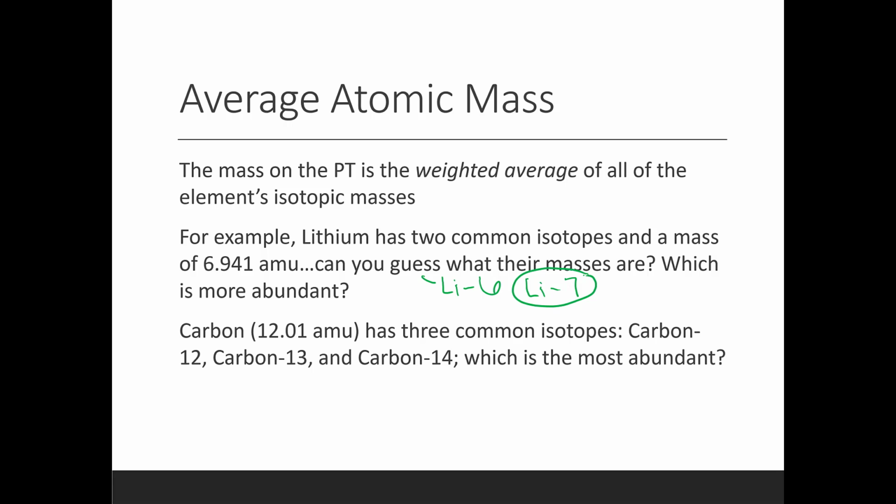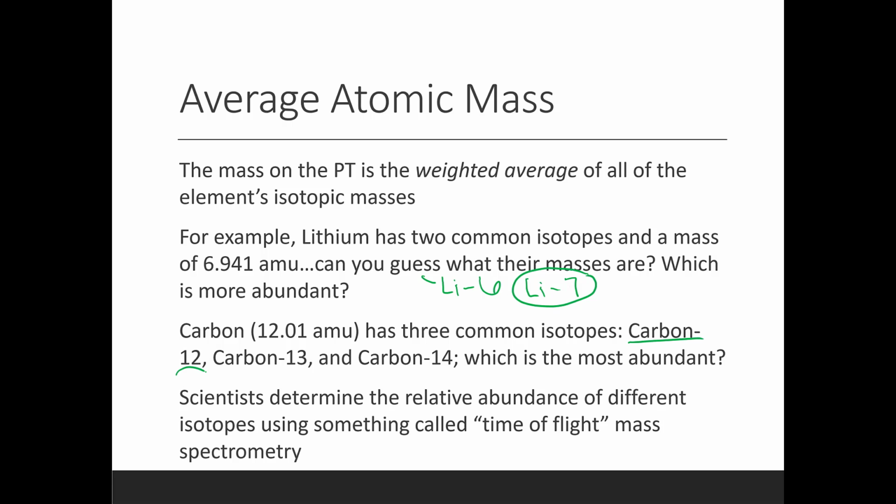Carbon has a mass of 12.01 AMU, and it has three common isotopes, carbon-12, carbon-13, and carbon-14. Which is the most abundant of those isotopes? If you said carbon-12, you would be correct. All right, so we can use that mass on the periodic table to get an idea of what the most abundant isotope is of any particular element.